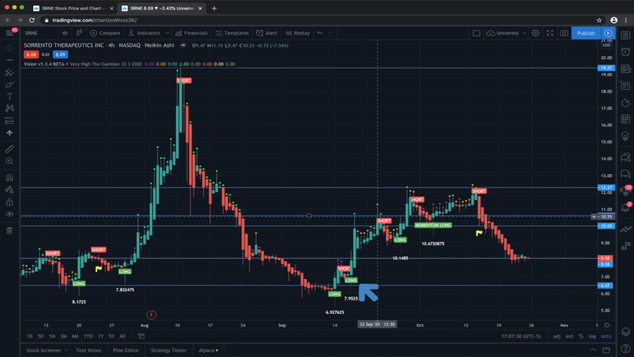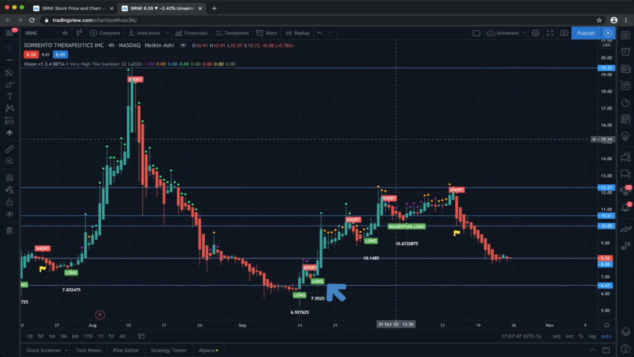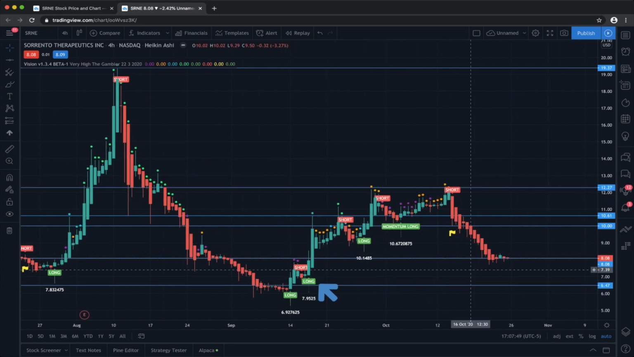Since it finally broke through it here, it finally became a support right here. Vision said go ahead and go long again. We went long, tested this area again at 1227. Couldn't break through it, so everybody decided, hey, let's stop trying to break through it, basically. And then it fell down to 808 cents. Obviously, Vision said to get out.